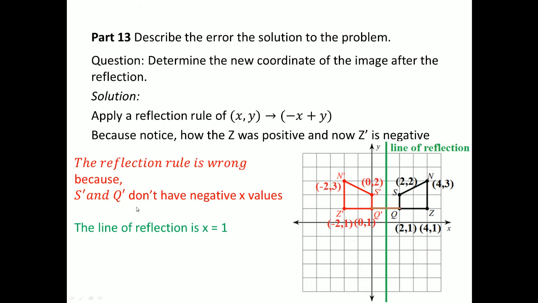The reflection rule is wrong because, yes, z does become negative from positive, but S and Q do not do that. S prime and Q prime do not have negative values. Look, it was a 2 for S. S prime does not become negative. Q was a 2, does not become negative. The student says this reflection rule is true? No, it's not. The line of reflection here is x equals 1. It goes up, down, straight vertically. That is why it's x equals 1. That is why the student is wrong.